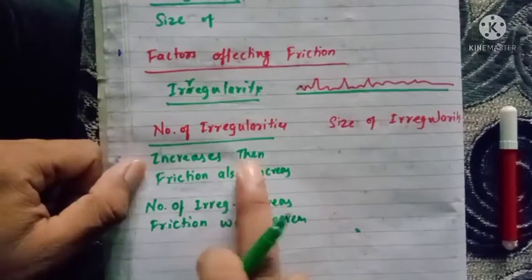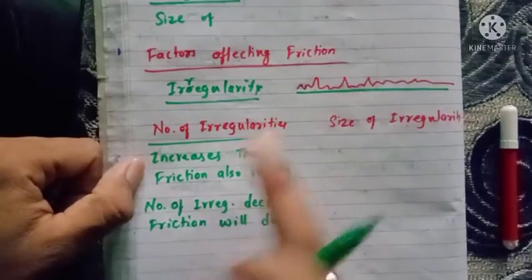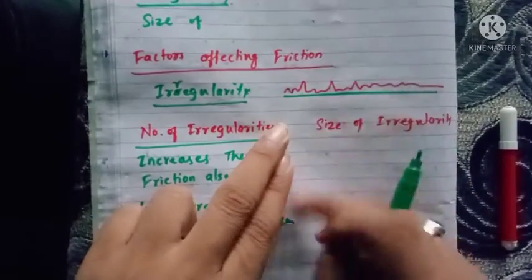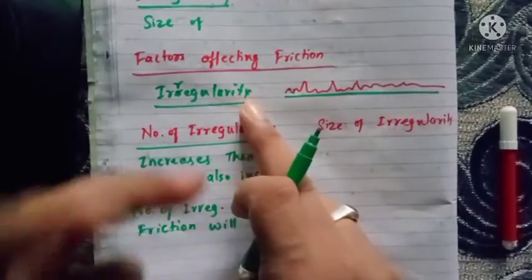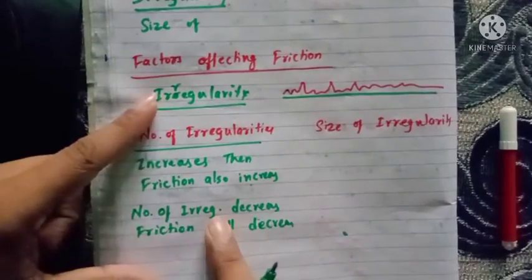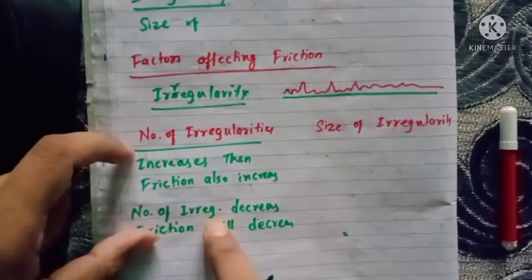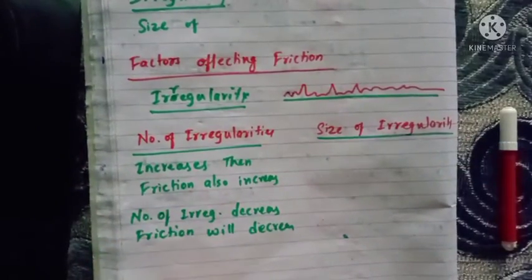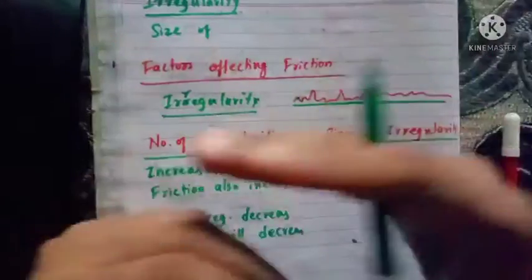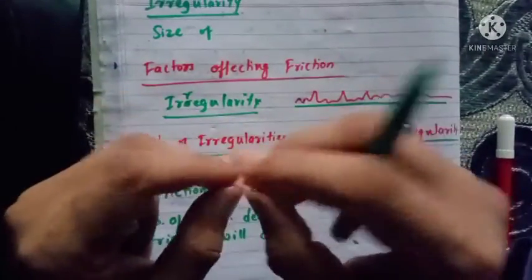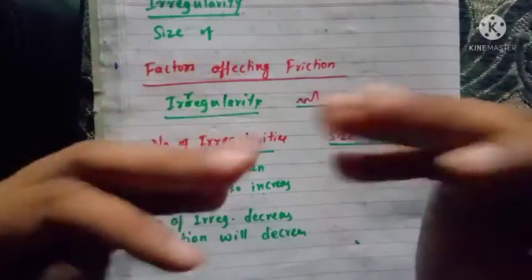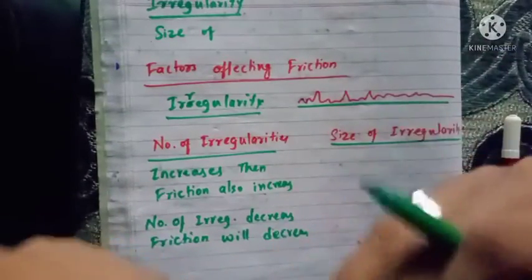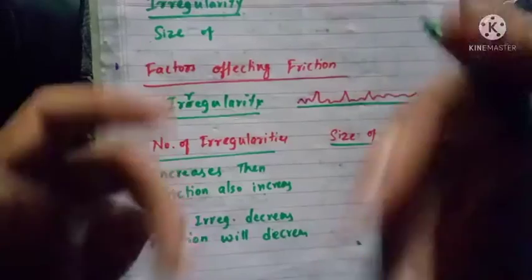If the number of irregularities increases then friction also increases. If the number of irregularities decreases then friction also decreases. ಅಂದರೆ ಇಲ್ಲಿ irregularity ಜಾಸ್ತಿ ಇದ್ದರೆ ಫ್ರಿಕ್ಷನ್ ಕೂಡ ಜಾಸ್ತಿ ಆಗುತ್ತೆ. If irregularities ಕಮ್ಮಿ ಆಗ್ತಾ ಹೋದರೆ ಅವಾಗ ಫ್ರಿಕ್ಷನ್ ಕೂಡ ಕಮ್ಮಿ ಆಗುತ್ತೆ. So this is the first point in irregularity. ಇನ್ ಸೆಕೆಂಡ್ ಪಾಯಿಂಟ್ ಏನು, the size of the irregularity. ಇರ್ರೆಗ್ಯುಲಾರಿಟೀಸ್ ಚಿಕ್ಕದಾಗಿದ್ದರೆ ಫ್ರಿಕ್ಷನ್ ಕೂಡ ಚಿಕ್ಕದಾಗಿರುತ್ತೆ, ಕಮ್ಮಿ ಇರುತ್ತೆ. ಸ್ಟ್ರಕ್ಚರ್ ದೊಡ್ಡದಾಗಿತ್ತು ಅಂದರೆ ಫ್ರಿಕ್ಷನ್ ಕೂಡ ಹೆಚ್ಚಾಗುತ್ತೆ.